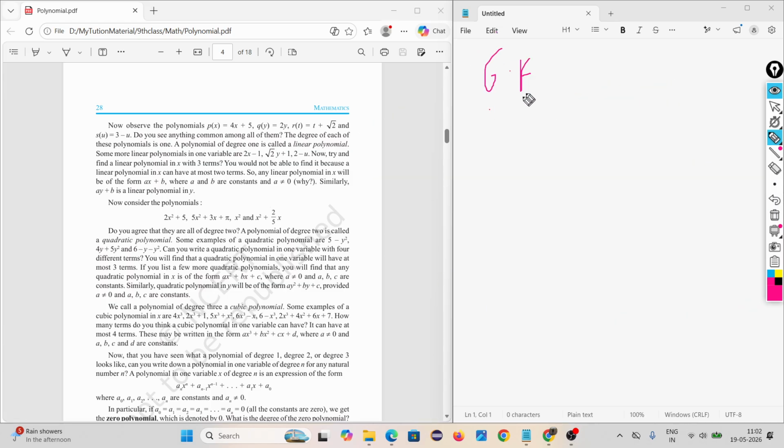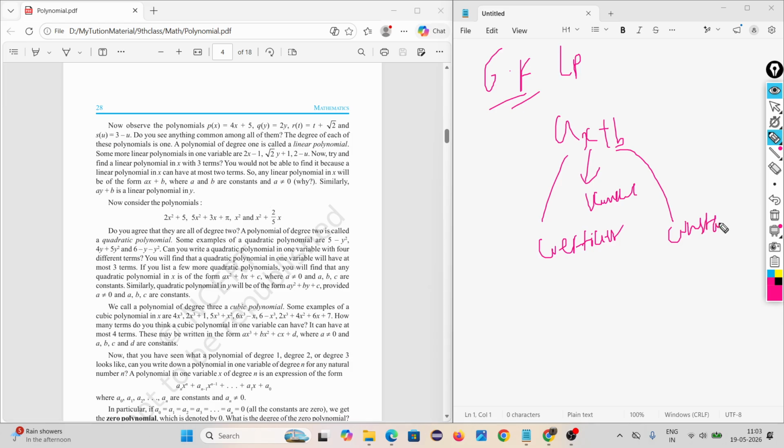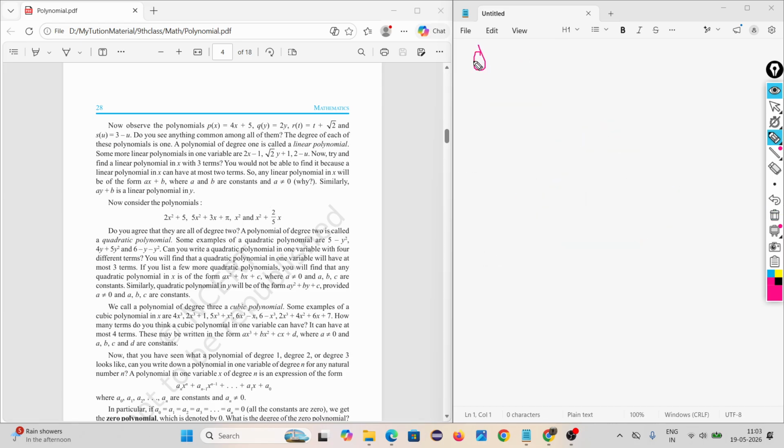Remember, the general form of a linear polynomial is ax + b, where x is a variable, a is a coefficient, b is a constant, and a does not equal 0. Then come to quadratic polynomial.